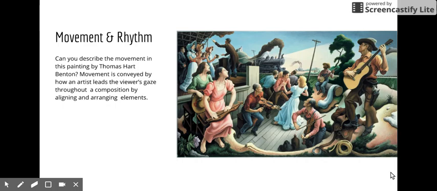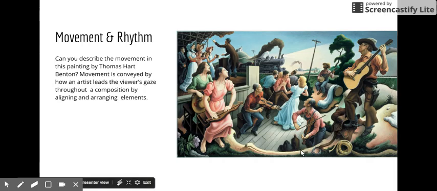So let's take a look at this painting by Thomas Hart Benton. Movement is conveyed by how the artist leads the viewer's gaze through a composition by aligning and arranging elements. So starting here, we've got this large figure in the foreground. We have two large figures, this figure and this figure, but this figure is closest to the edge of the page and looks kind of like it's in the viewer's space. It's got a tall vertical orientation, so we follow this down. Notice that the angle of the guitar gives us a diagonal, which is echoed in the angle of the leg, and it connects here to the saddle.